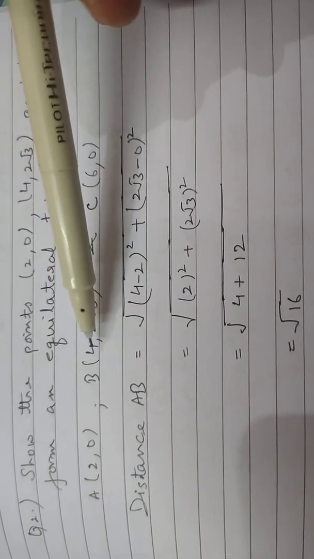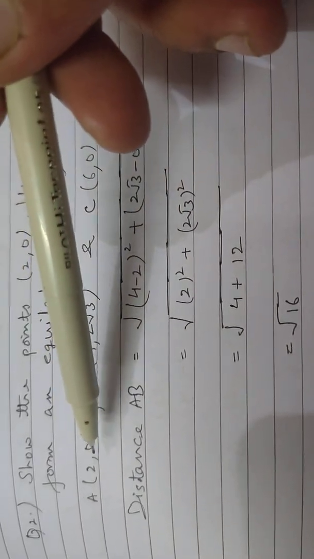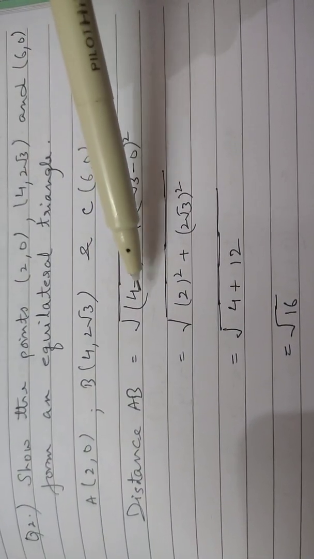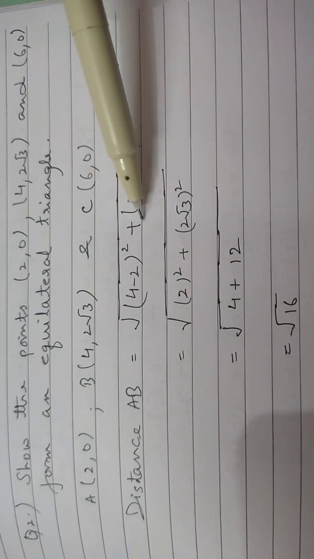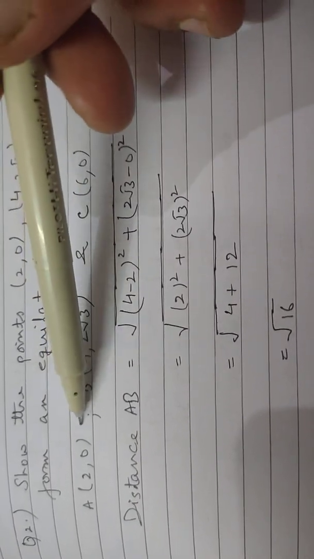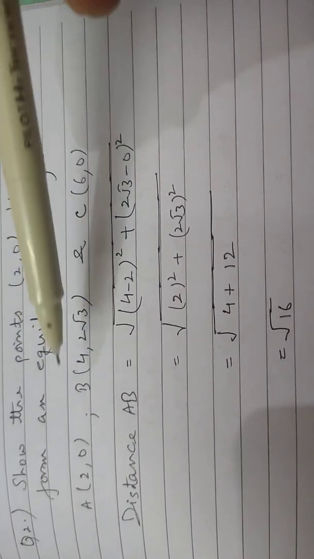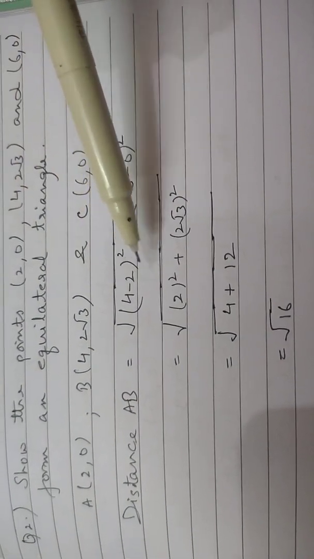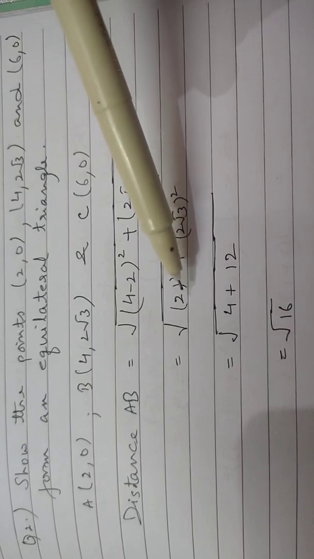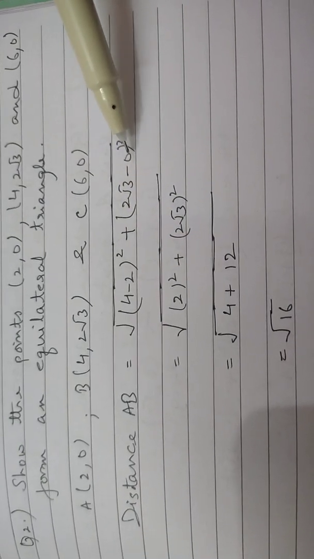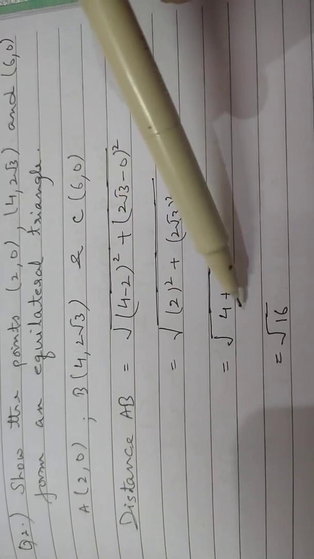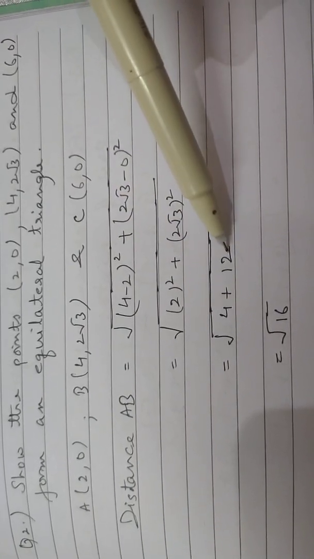This is x2, that is 4, minus x1, that is 2. So under the square root sign, it will be (4 minus 2) whole square plus (y2 minus y1). So y2 is actually 2√3 minus 0 whole square. Now 4 minus 2 is actually 2. So it will be 2 square plus (2√3 minus 0), which will give us 2√3 whole square. Now 2 square will be actually 4 and (2√3) square will be 12.